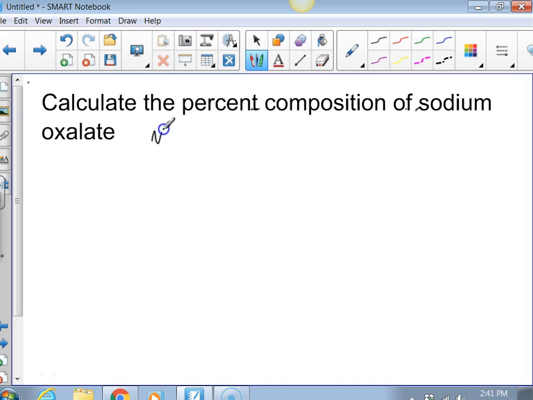So our formula is Na2C2O4 for sodium oxalate. That means we have 2 moles sodium, 2 moles carbon, and 4 moles oxygen.